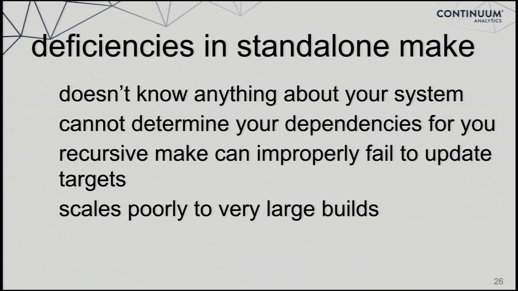So make only knows what you tell it, and it's got a number of default variables. But if you don't put something in your makefile, it is not going to consider it. Timestamps and the outputs of whatever things you look at. And this doesn't affect any of you, but it does scale poorly when you get to really, really big builds. But I can name almost no scientific libraries where that's an actual issue.